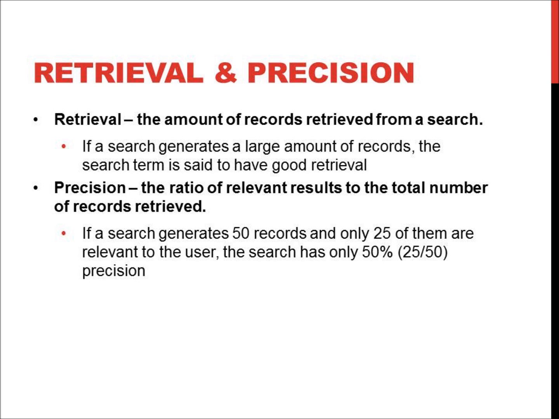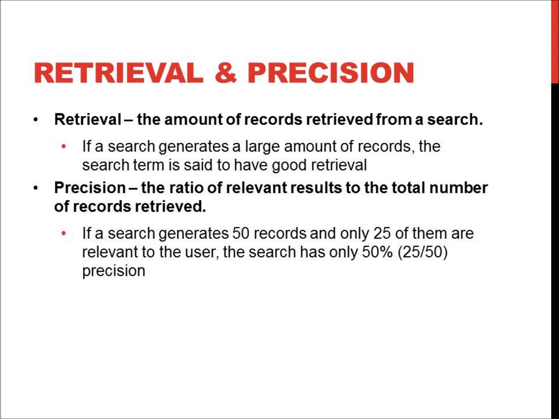I also wanted to talk briefly about retrieval and precision. Retrieval is the amount of records retrieved from a search. So if a search generates a large amount of records, the search term is said to have good retrieval. Precision is the ratio of relevant results to the total number of records received. So if a search generates 50 records and only 25 of them are relevant to the user, then the search only has 50% precision. 25 out of 50 records are relevant.